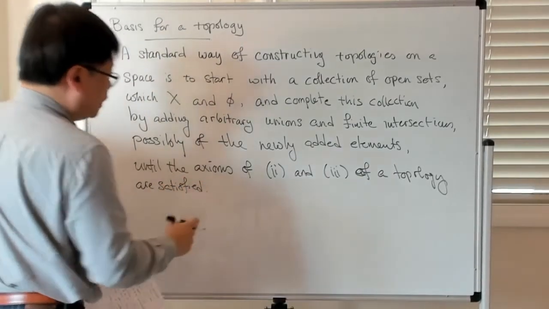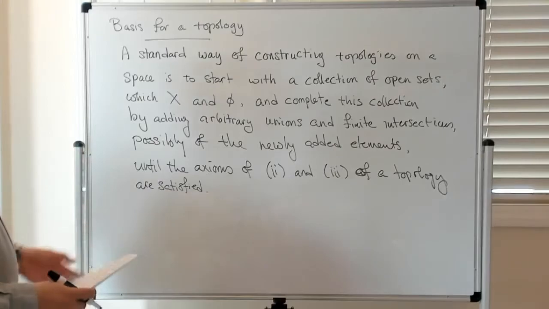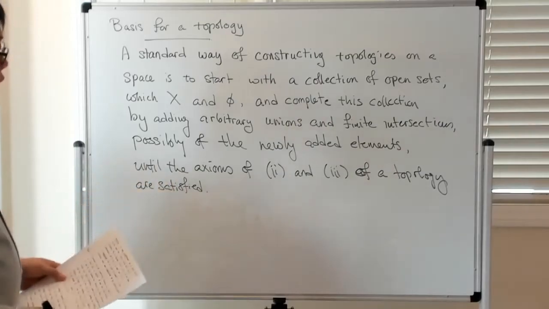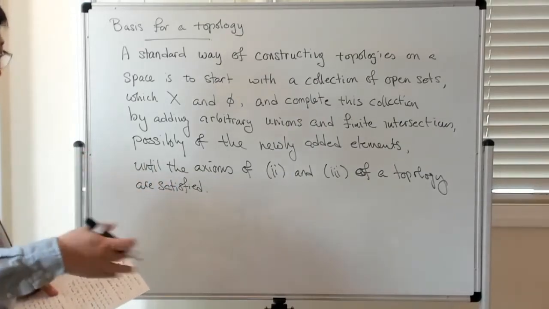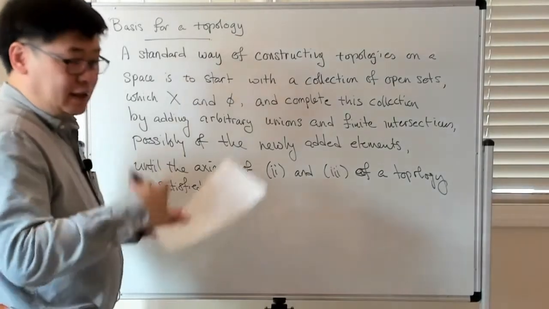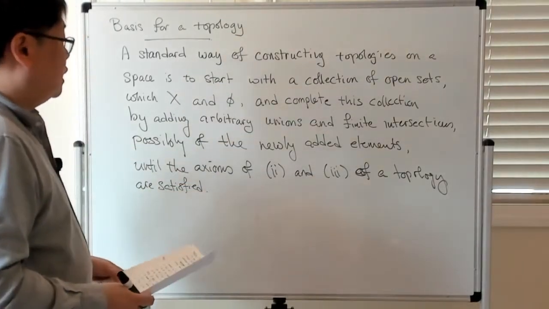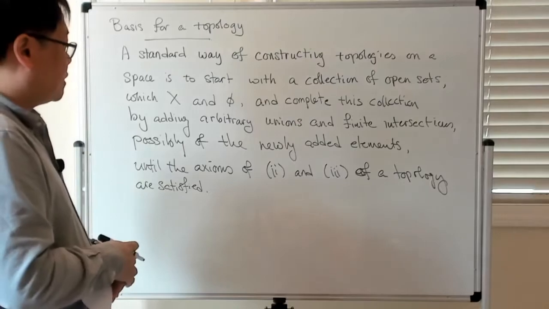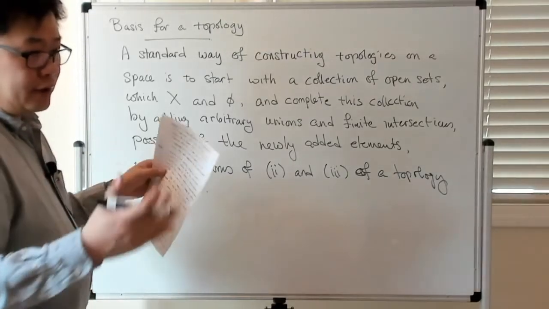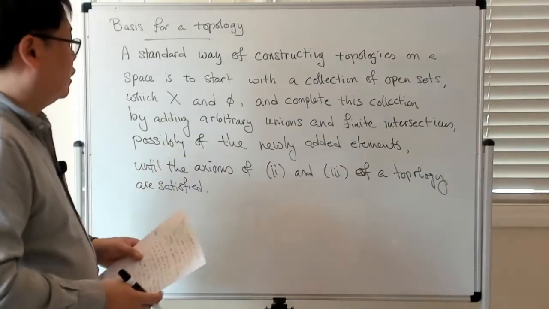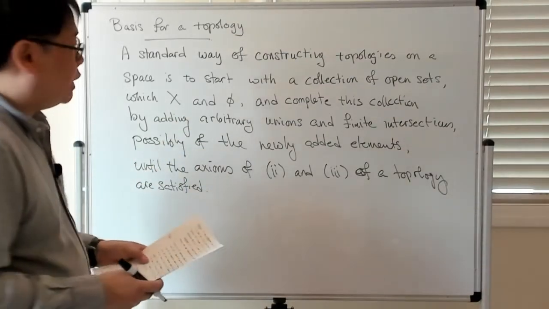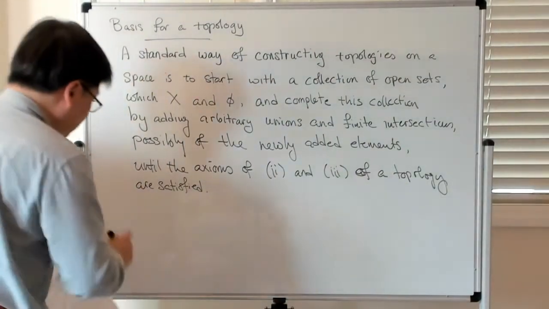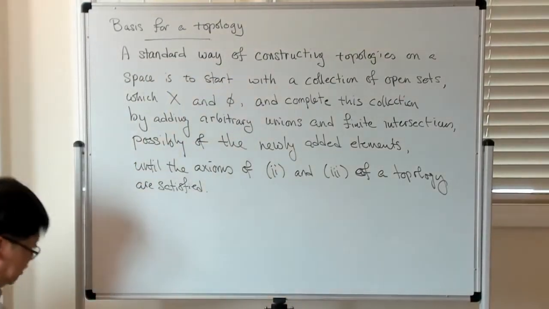So instead of considering arbitrary unions and finite intersections of this ever-expanding set of things, where you keep adding arbitrary unions and finite intersections until you don't get any new subsets, what you can imagine doing instead is to only consider arbitrary unions and finite intersections of a collection of open sets with certain nice properties, okay? And so this is what leads to the idea of a basis, okay? So let me define that for you, and then we'll say a little bit more about it.